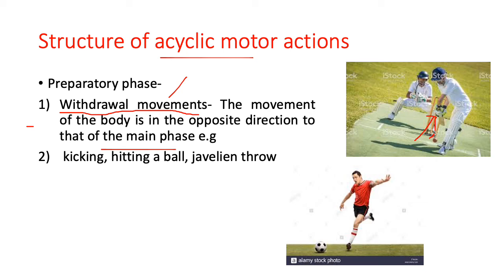Secondly, see the leg. You are moving the leg in the opposite direction. You want to hit the ball this way, but you are moving your leg in the opposite direction. So this is known as withdrawal movement. Similarly, you want to hit the ball here, but you are moving your bat in the opposite direction. So these are your withdrawal movements, the movements which are performed in the preparatory phase and are in the opposite direction of the main phase. Kicking, hitting a ball, javelin throw, in all these acyclic motor actions, you will find this. And this movement is known as withdrawal movements.